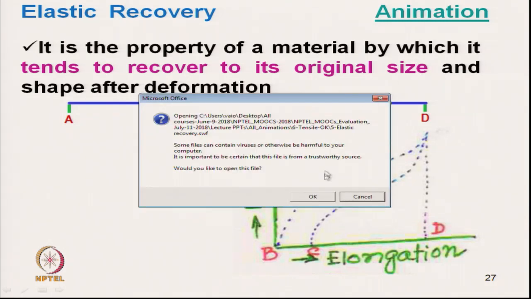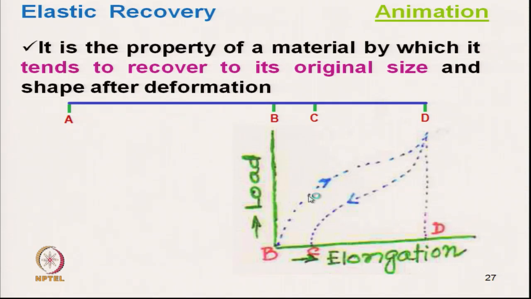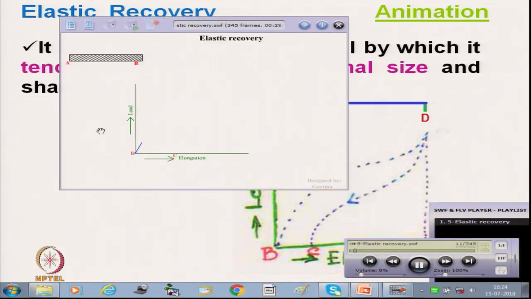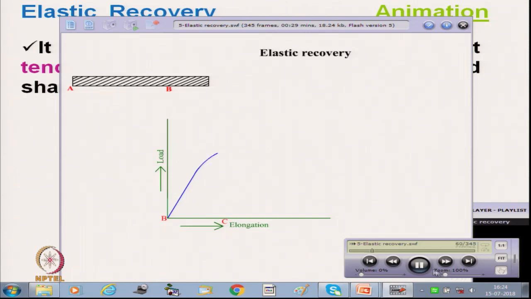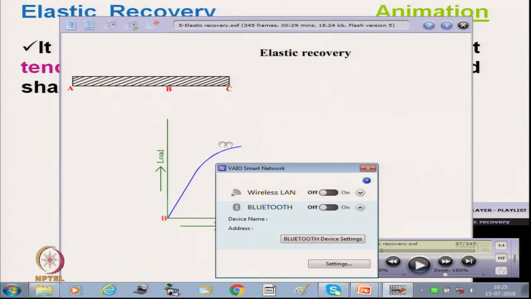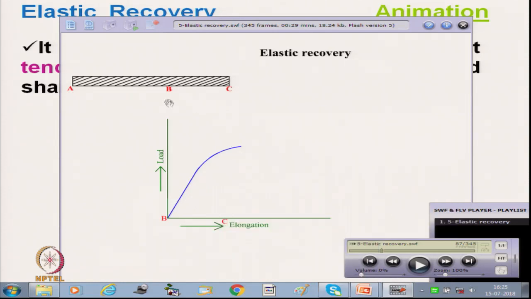Now, we can see the animation here. Now, it is increasing. See, this is the initial length of the material. So, suppose it is yarn, AB is the initial length. Now, it is extending and it is increasing and it is reducing. Okay.